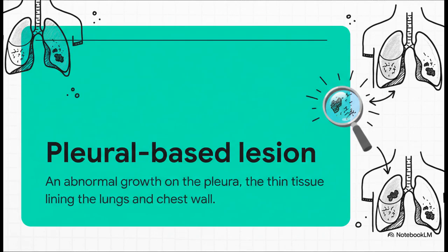A pleural-based lesion. It sounds complicated, but it isn't. Not inside the spongy part of the lung we usually think of. It means the cancer is growing on the pleura, which is this thin membrane that wraps around the lungs. And it's this specific location that's causing all that inflammation and thickening they're seeing on the scan.